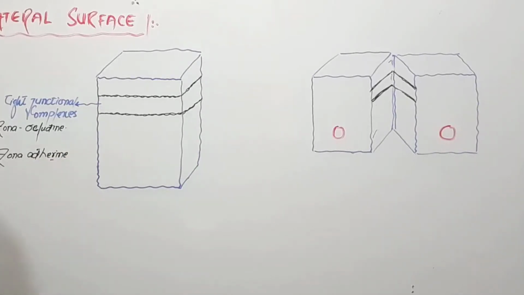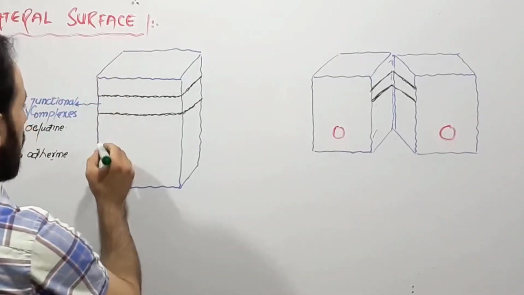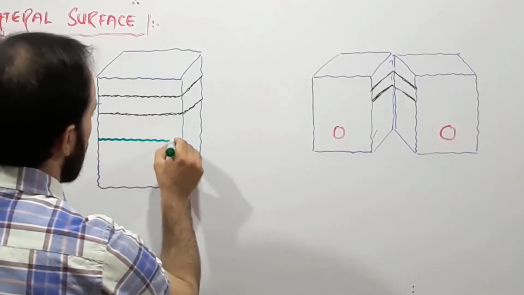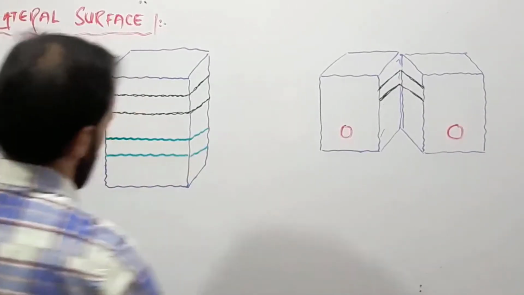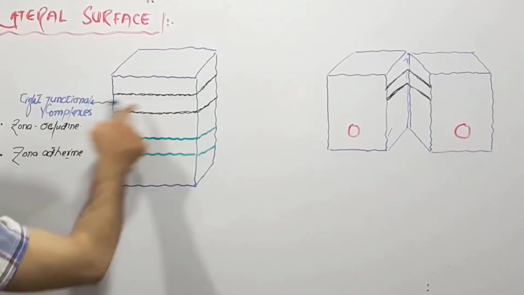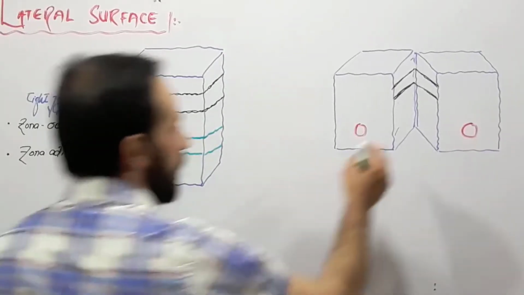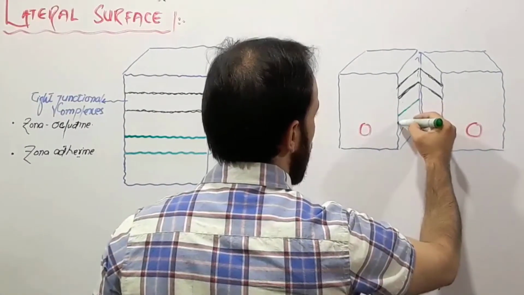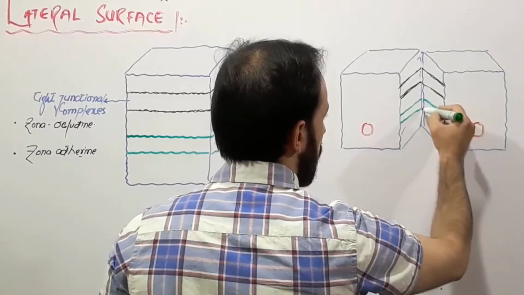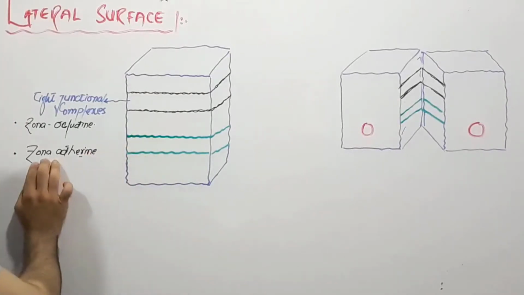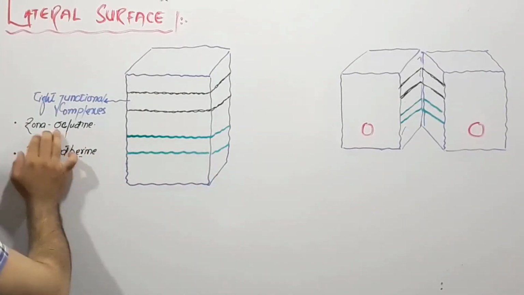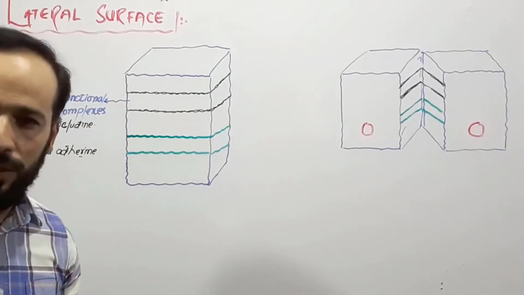Zona adherens. There are two important junctional complexes found in the lateral walls of the epithelial cells, like this, right? This is the zona occludens, this is the zona adherens, and here also let me show you that zone. We will see the proteins which are present in zona adherens, and the proteins which are present in zona occludens, very simple.